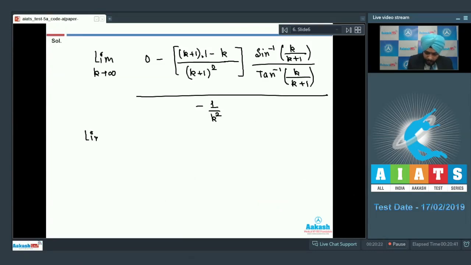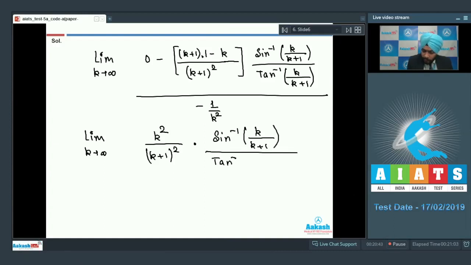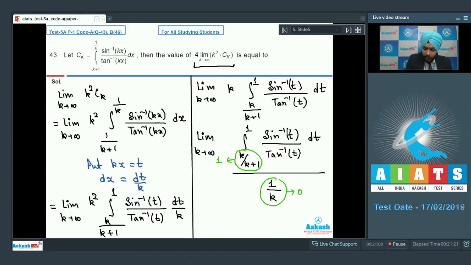This gives you limit k tends to infinity. This is a finite value, no doubt. The numerator is negative of 1 upon (k plus 1) whole square. This is minus 1 upon k square. This is k square upon (k plus 1) whole square, which reduces to 1. Sin inverse k upon k plus 1 reduces to pi by 2. And tan inverse k upon k plus 1 reduces to pi by 4. So the answer of this limit is 1 into pi by 2 divided by pi by 4, which gives you 2. This is the answer of the limit. The question is asking you 4 times the value of the limit. So the answer to the question is equal to 8.